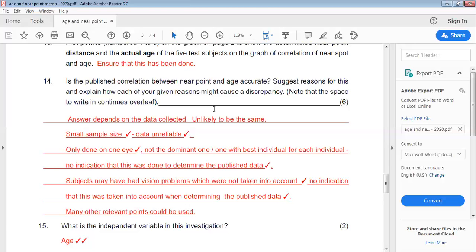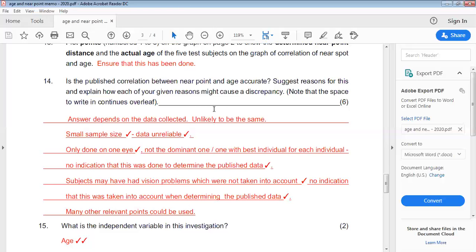You only did it on one eye. It might not be the dominant eye. If you started off choosing somebody's right eye, then everybody had to be done on the right eye, and it might not be the best eye for each individual. In fact, you might have taken a person who was blind in the right eye, in which case you're not going to get a good reading there. Some of the subjects may have had vision problems that were not taken into account, and there's no indication, however, that this was taken into account with the published data.